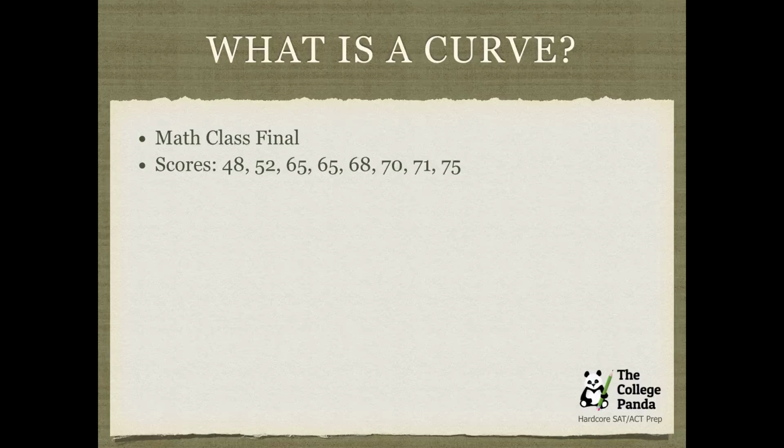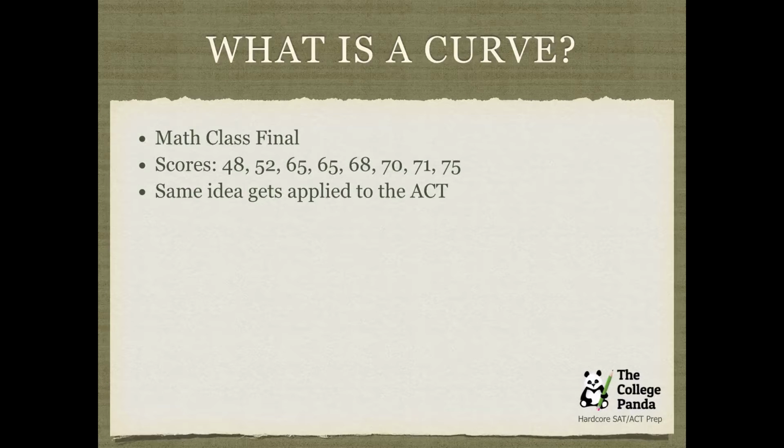Anyway, the same sort of idea gets applied to the ACT, and that's because changes in difficulty across each exam need to be accounted for. The makers of the ACT try to make the exam equally difficult each time, but it's hard to quantify how hard an exam is. You might be able to tell that this question is harder than that question, but it's hard to say by how much. So because the exams can't be made perfectly equal in difficulty, a curve is used to make things fair.